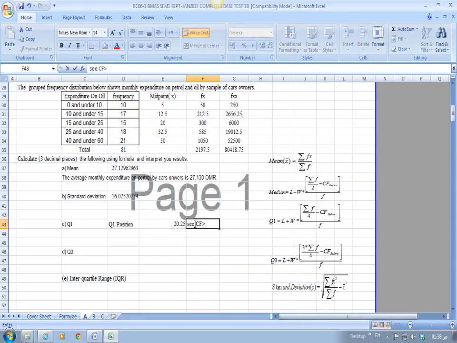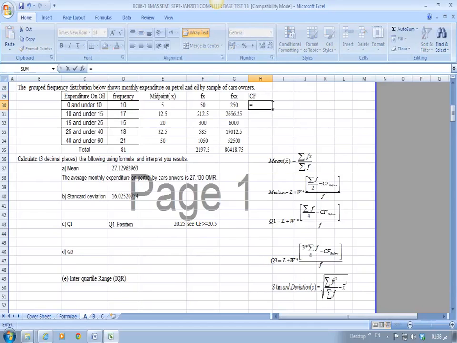greater than or equal to 20.25. But before that we have to calculate CF, because the formula of quartile and median has CF. See, here's the formula to guide you for the answer. So what you see in the formula is CF, which means that we need to calculate the cumulative frequency.